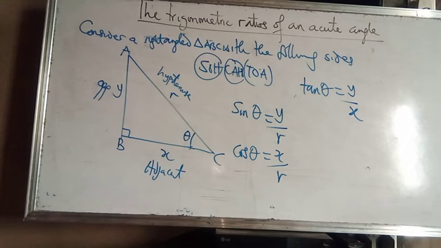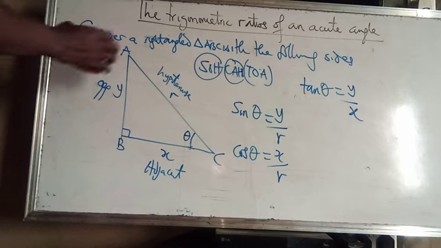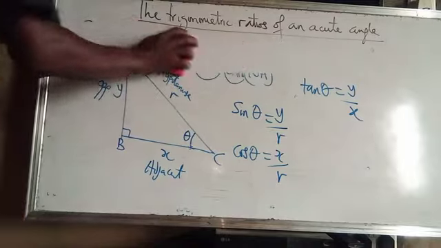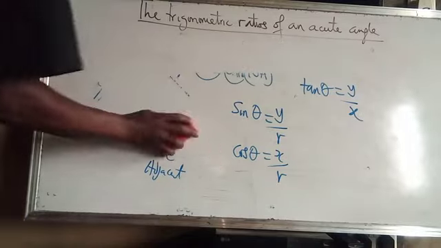Now let's look at this critically. We have gotten ratios for each of these trigonometric values. Now let's see if there is a relationship between one or two of them.